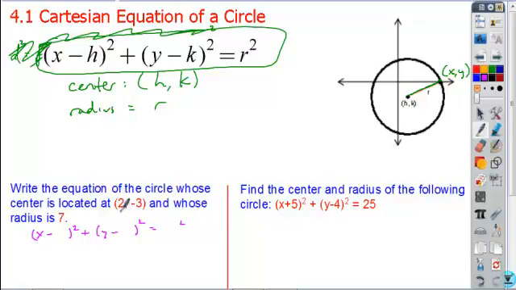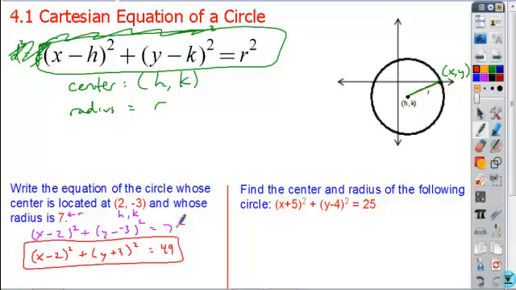So in this case, here's our h, our k, and our r. So we plug in a 2 for h, a negative 3 for k, a 7 for r, and then just simplify what we have. So (x minus 2) squared plus (y minus negative 3) becomes a plus 3, squared, equals 7 squared, 49. And so this gives you your equation of a circle. You're just plugging in the h, the k, and the r values.